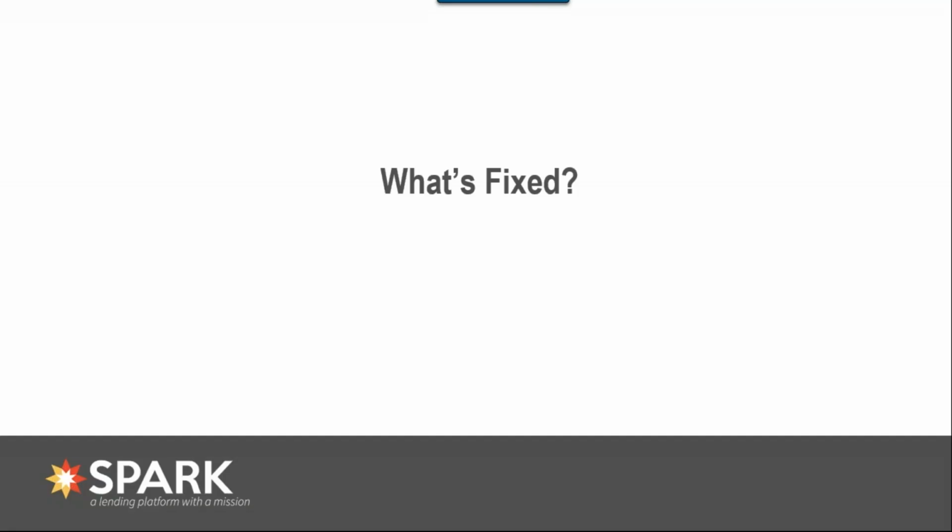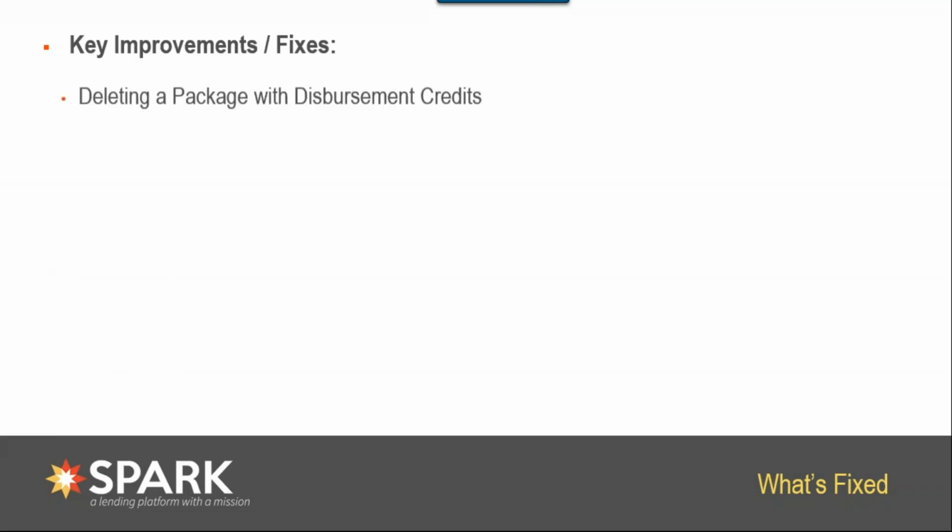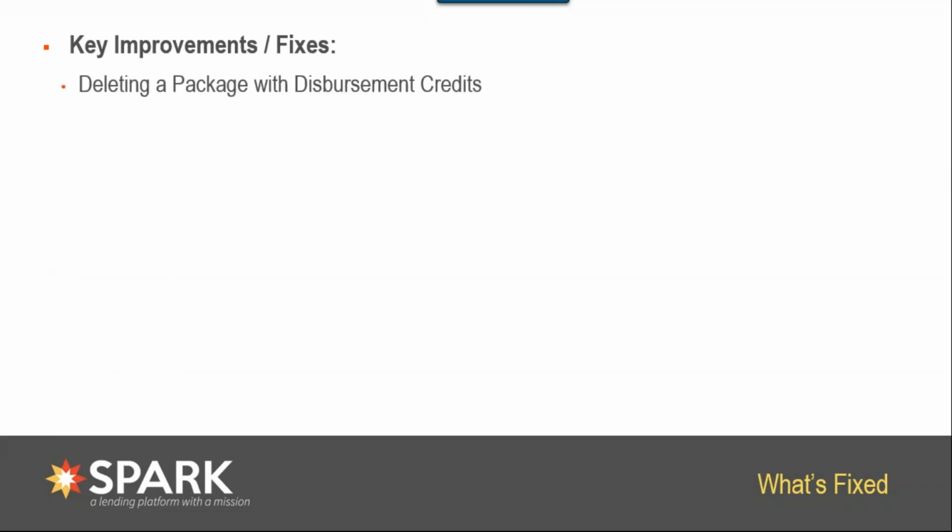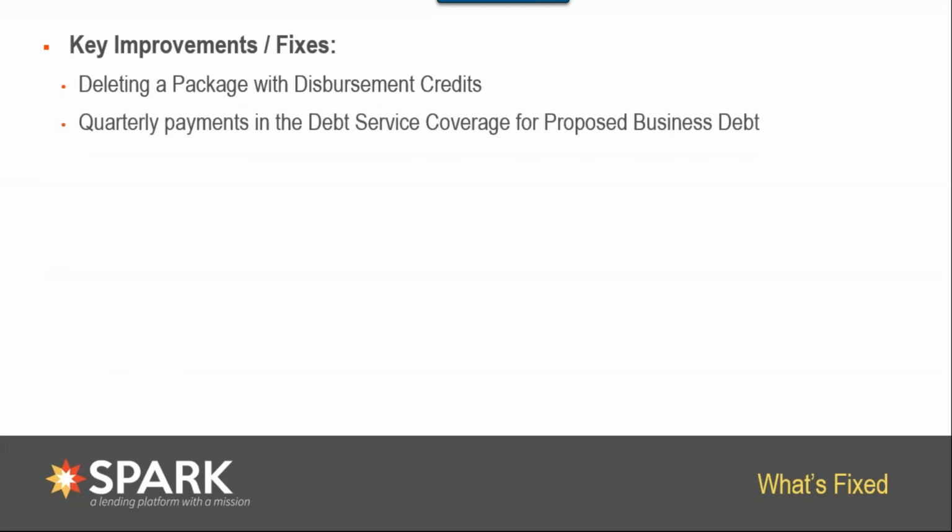And we did fix a couple things as well. So some of the key improvements and fixes are deleting a package with any disbursement credits, and being able to have quarterly payments in the debt service coverage for the proposed business debt. We used to previously assume that all of the payments in the debt service coverage were monthly, and now we're going to honor the payment frequency to whatever you have listed in your terms.